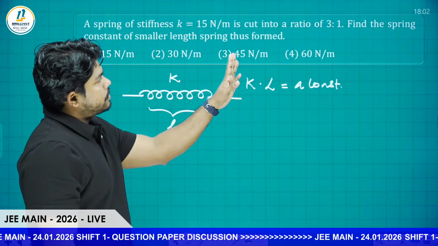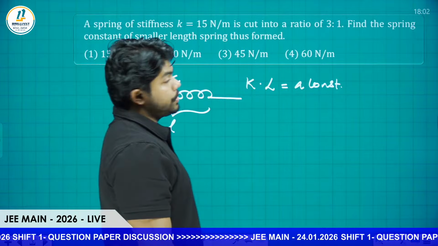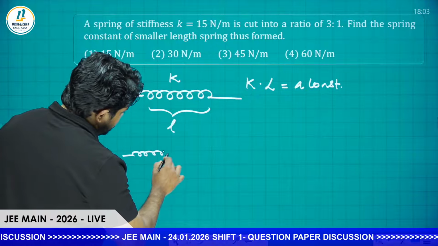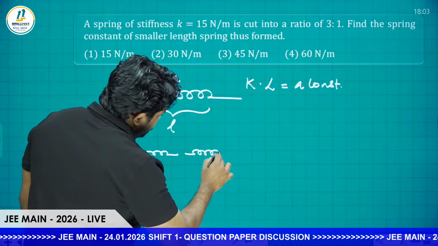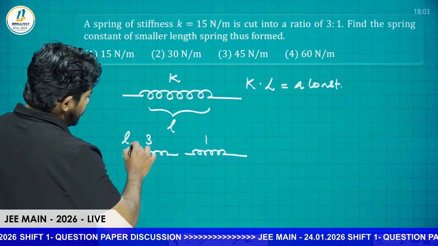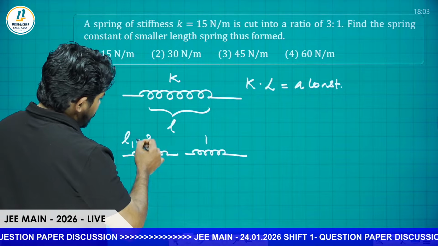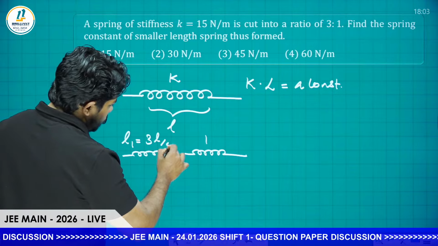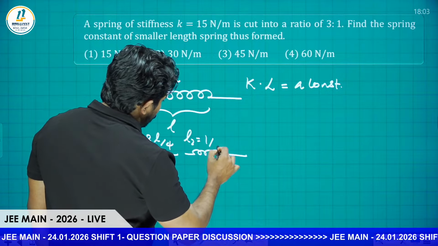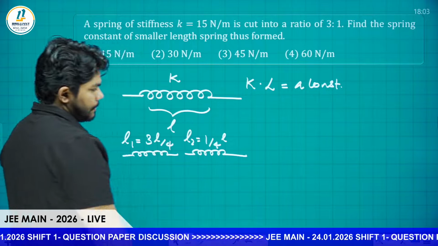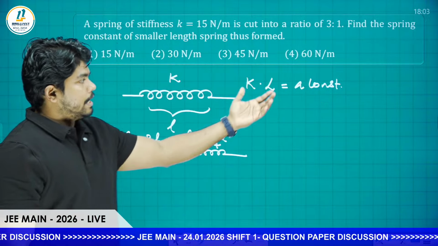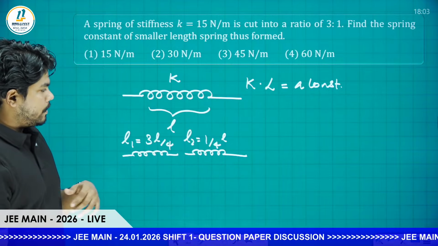Now, that spring is being cut into the ratio of 3:1. So the spring is divided in such a way that it is of the ratio 3:1. That means the new length will be 3L/4, and L2 can be taken as 1/4 of the original length. So from this idea, we can easily get to the answer without much calculation.